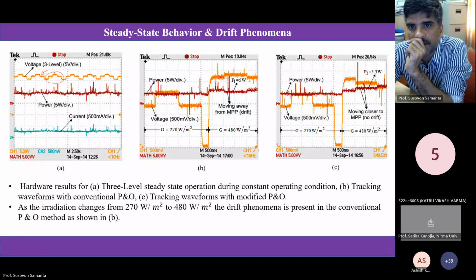Okay. And then obviously it decreases. But first instant it takes the wrong decision. Now let us see this.